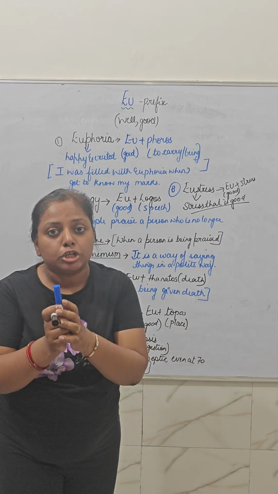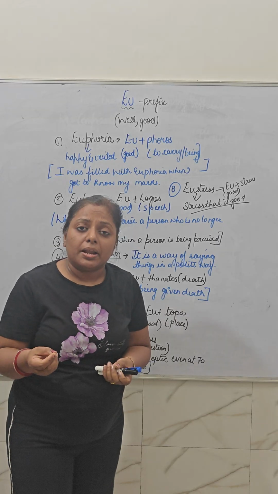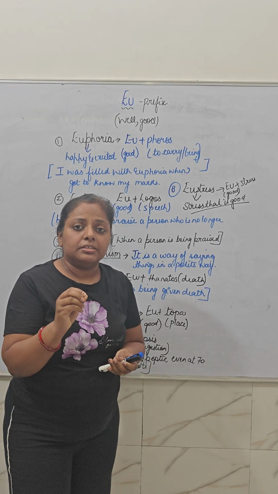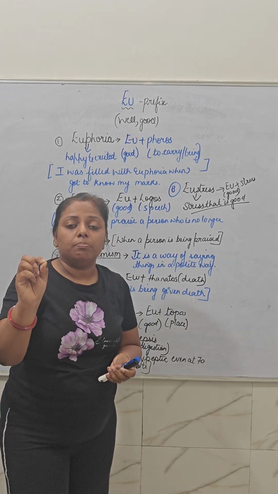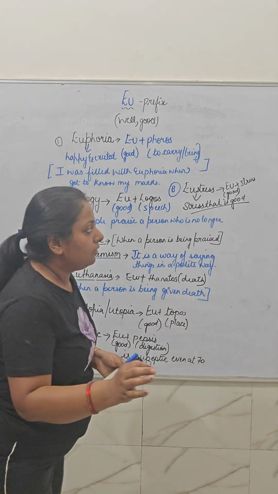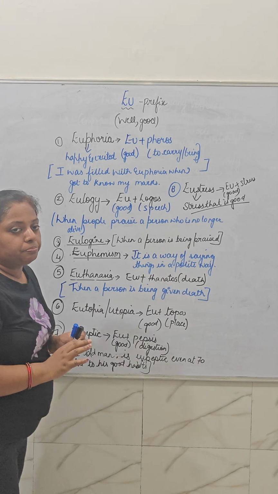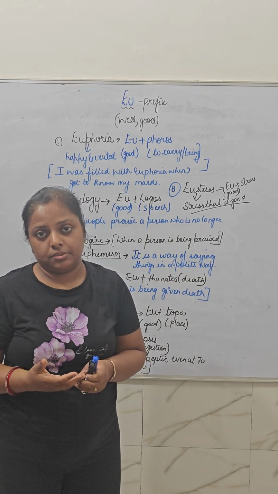What you have to do is go through my video once, twice. If you're making notes, well and good. Make a notebook, write down the words that you find, and also mention that this word has been taken from ancient Greek. EU stands for good or well. Then you can make a list of all the words that are written on the board. If you want, you can also try to frame sentences with these words.